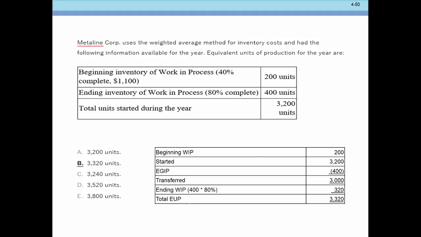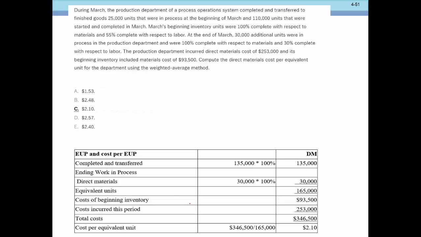Come over and let's take a look at this question. The most important part of this question is they tell me that the beginning inventory was 100% complete with respect to materials, okay? And since this question was asking me to compute the direct materials cost per equivalent unit, notice that to figure out the units transferred, I went ahead and said what?